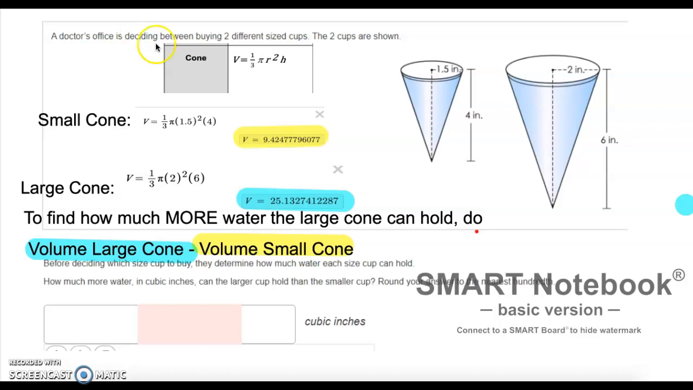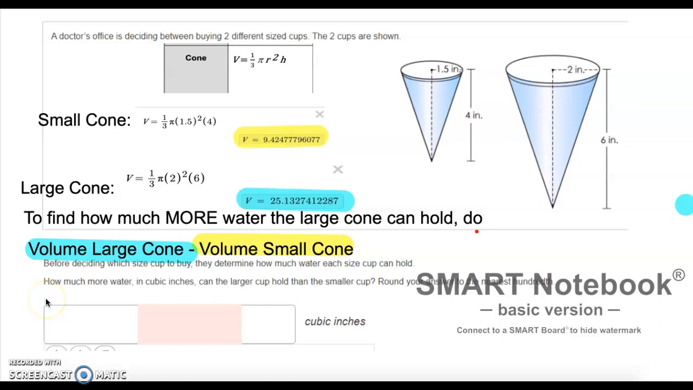A doctor's office is deciding between buying two different sized cups. The two cups are shown. So here we can see we have a smaller cup that has a height of 4 inches and a radius of 1.5 inches. And then we have a larger cup that has a height of 6 inches and a radius of 2 inches. Cones are being used to model the cups.